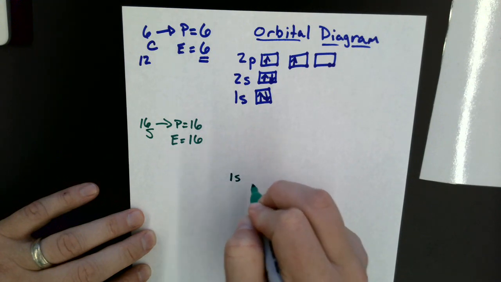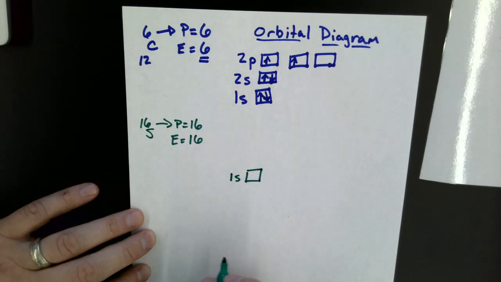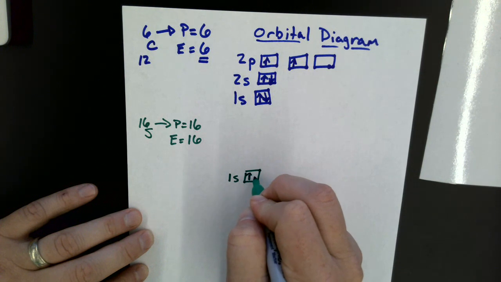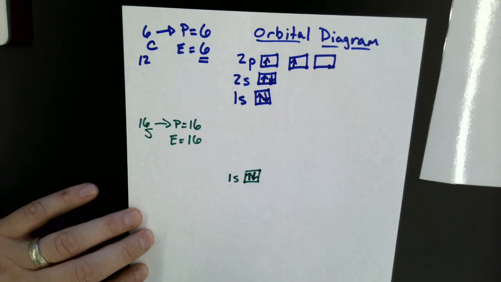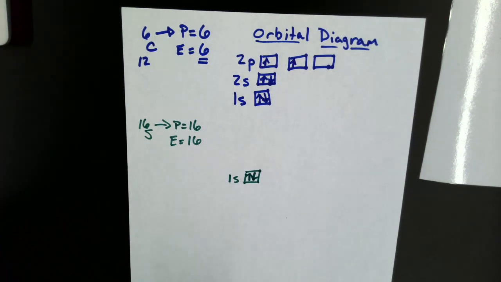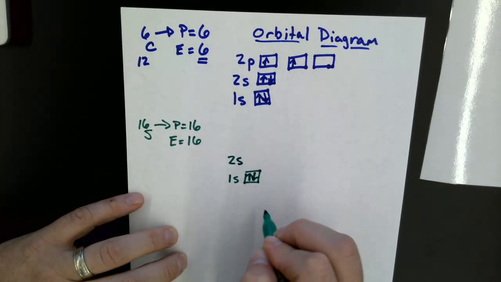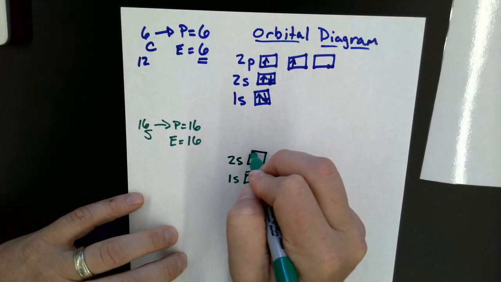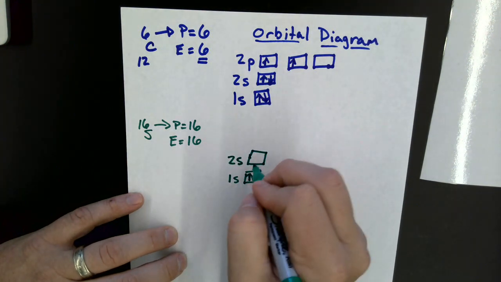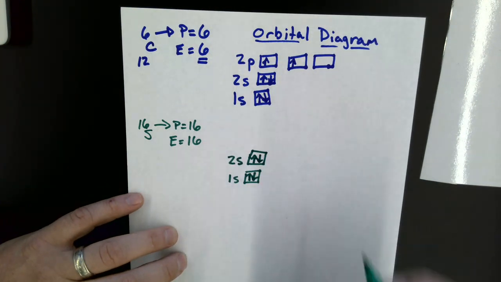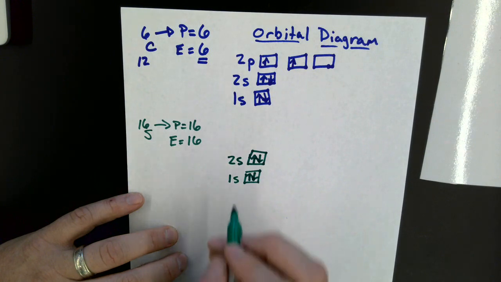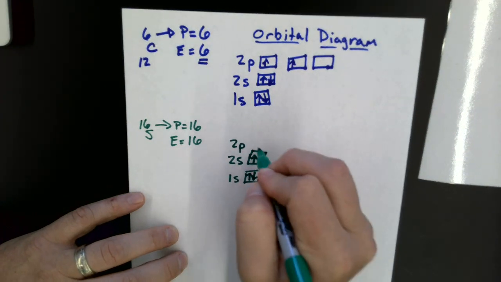We'll start with 1s. Again, s's get 1 box. We can put 1 up and 1 down, following Pauli's exclusion rule. We're going to move on to the next one, which is 2s, and again, it's nothing different than what we did up here. We're going to go 1 up, 1 down, which is our 2s. Then we go to 2p.